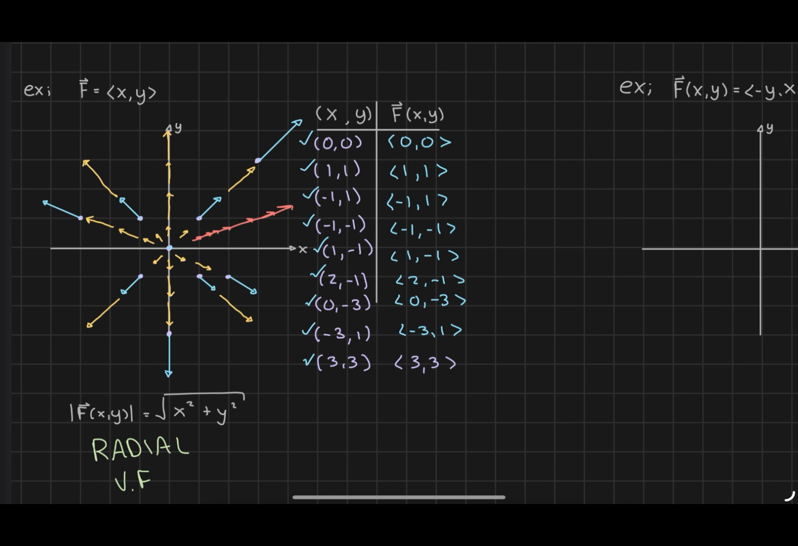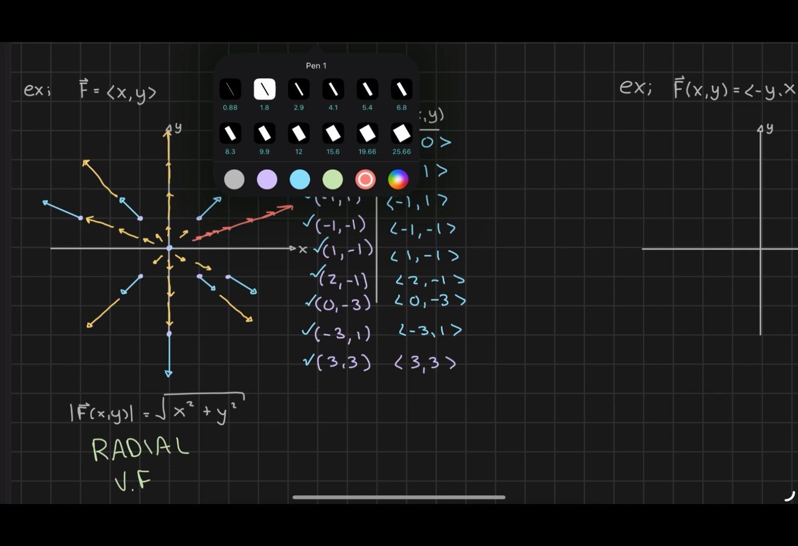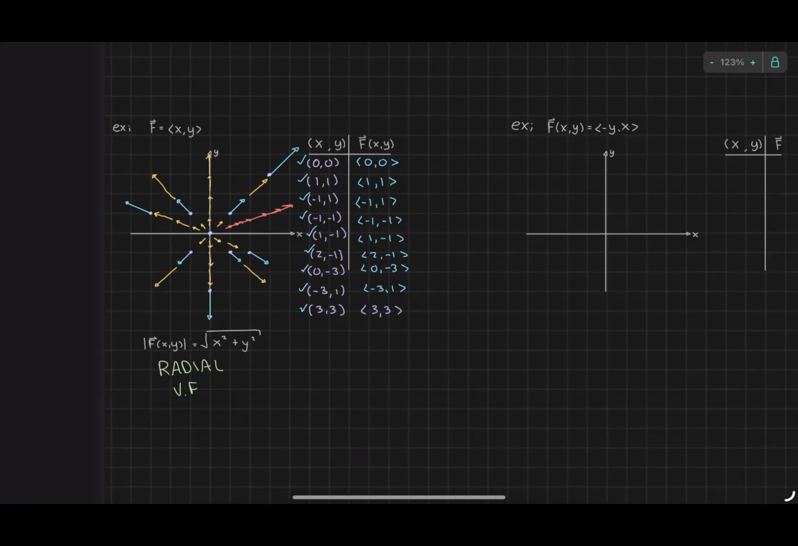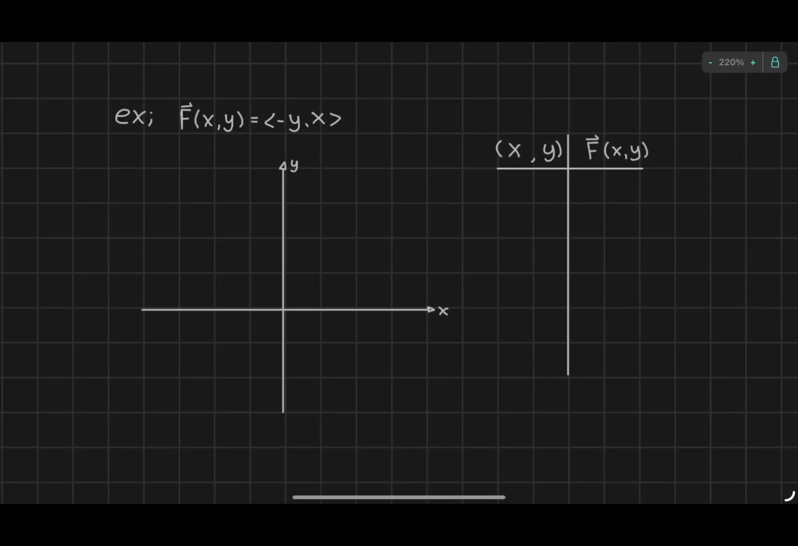So that's our first vector field. That's called a radial vector field, like I said. So let's go ahead and move on to the next example.